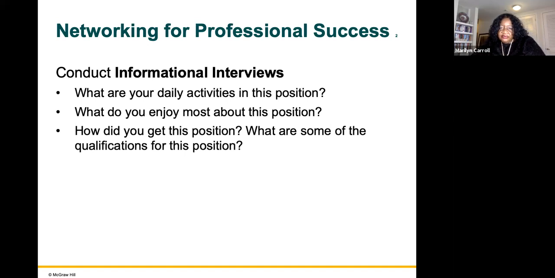So, conducting informational interviews. What are your key daily activities in these positions? What do you enjoy most about this position? And how did you get this position? What are some of the qualifications for these positions? So, these are some of the questions you may want to ask if you were doing an informational interview with someone at a company that you may be thinking about getting into one day.